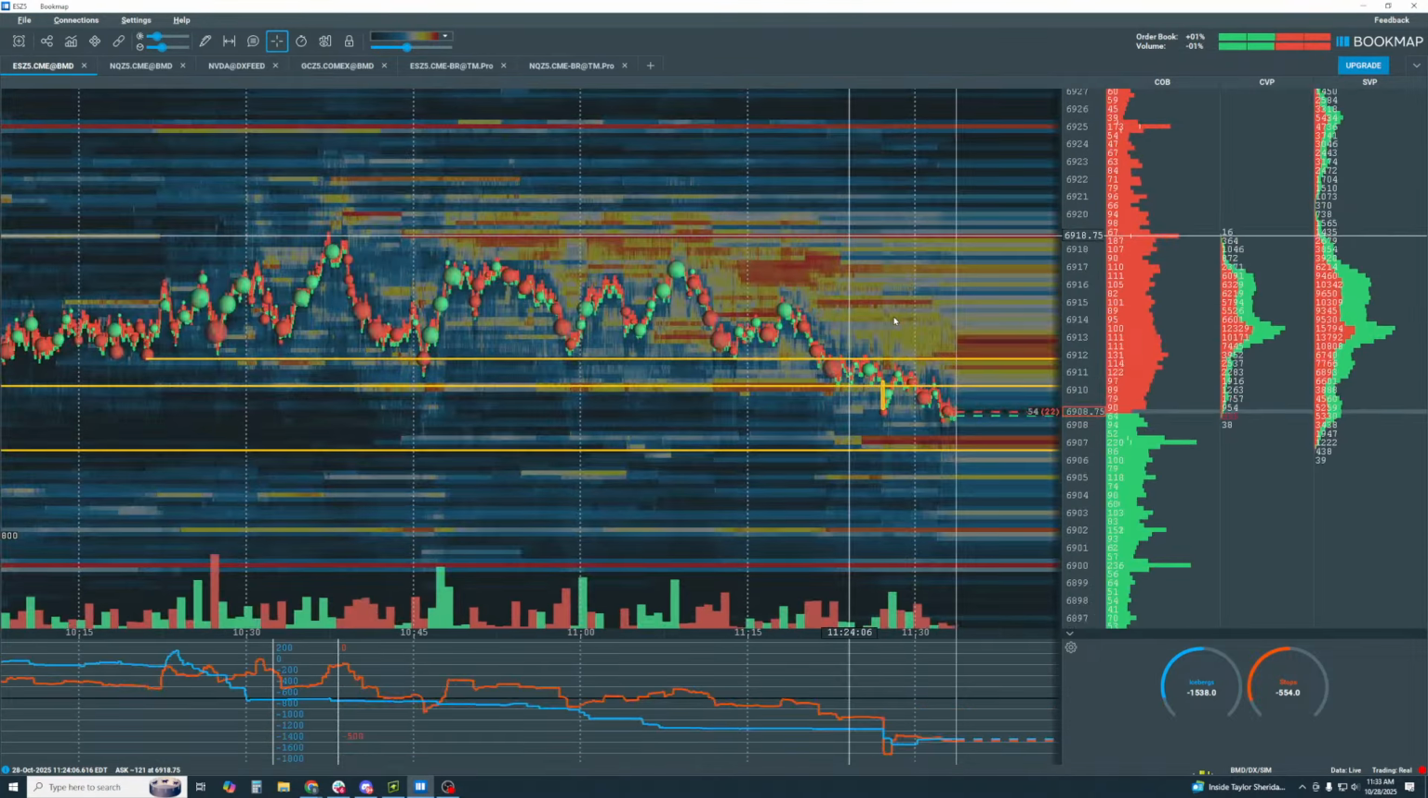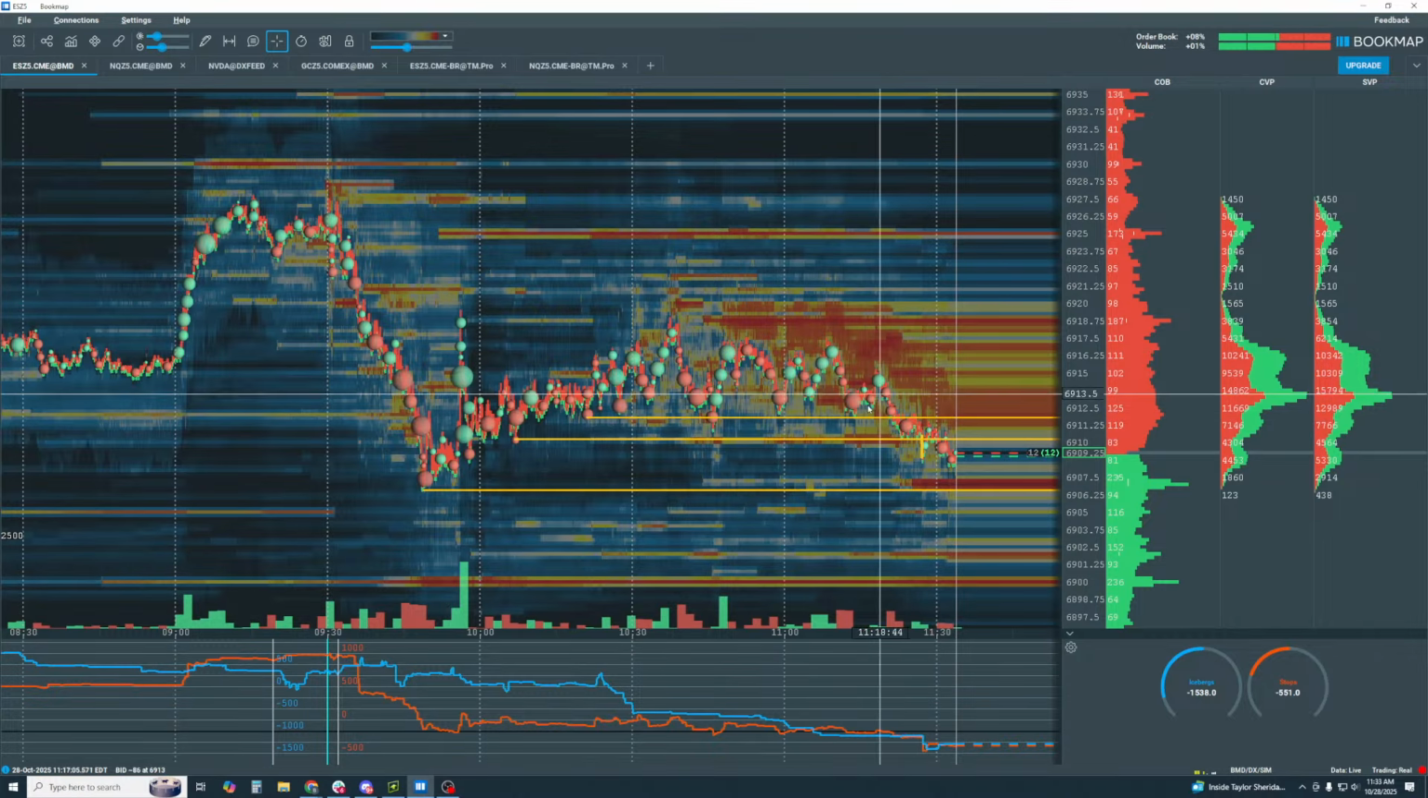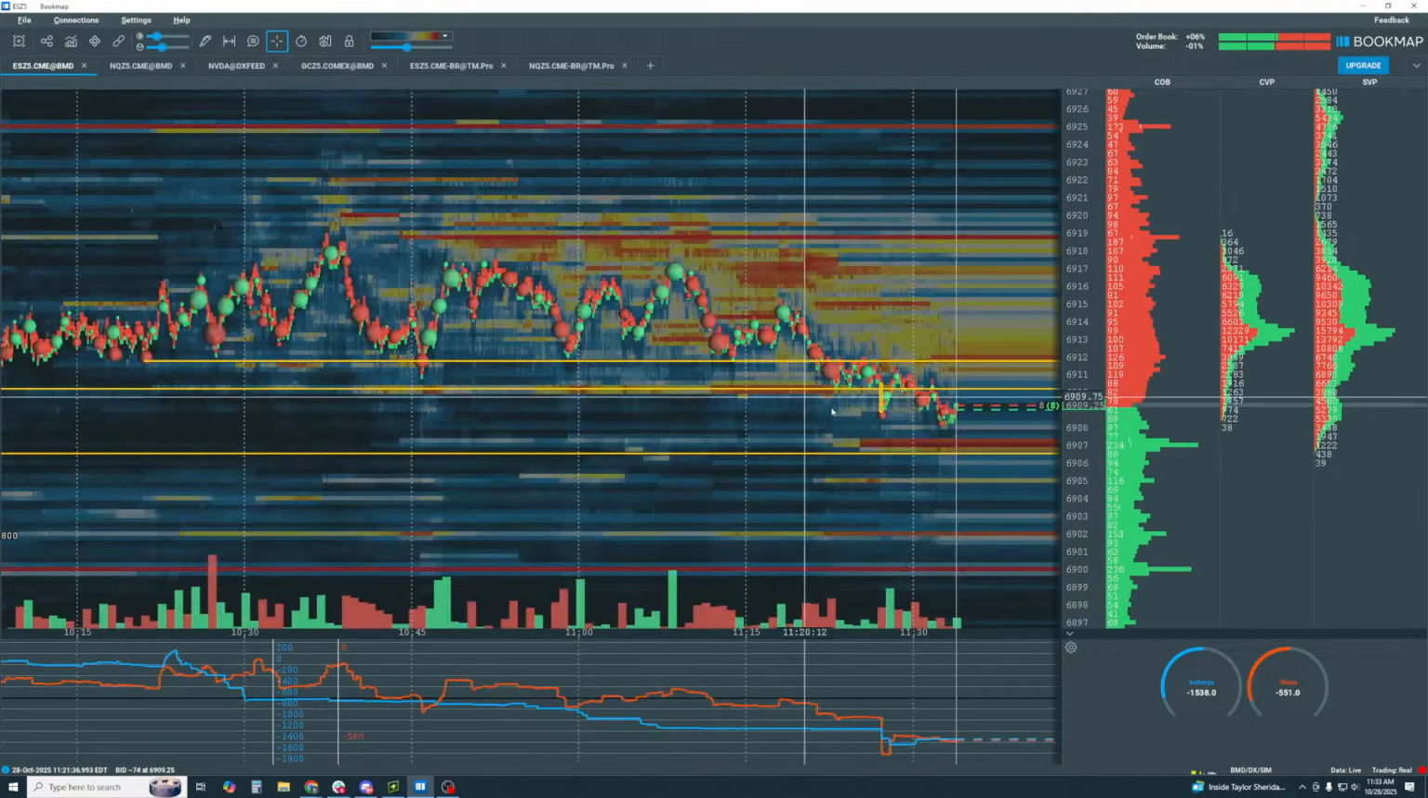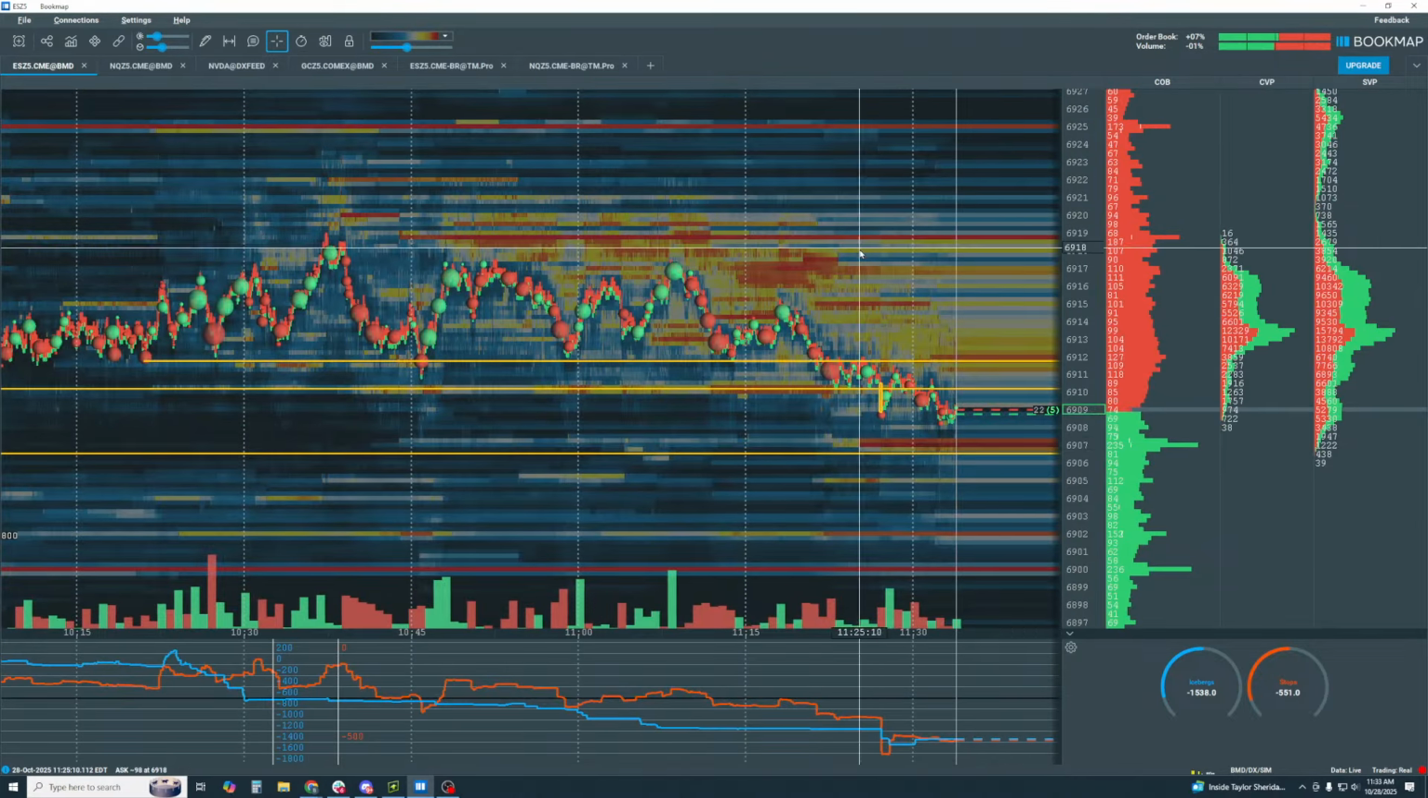I mean, this is starting to trend now outside of that range. But it's still within a bigger range. So that's why we're just looking for 07.